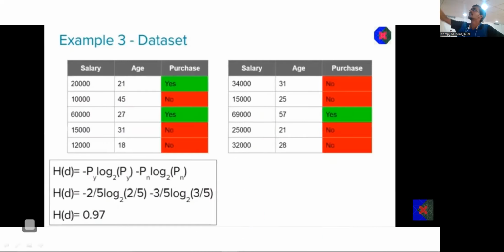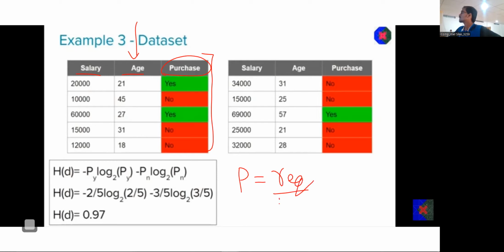For example, in this particular data set, we have 2 features, salary and age, and based on that the expenditure, or whether he will purchase the item or not. So we have only 2 classes, yes and no. So if we want to find out the probability of yes, we know that probability is given by the formula of the requirement upon the total availability.